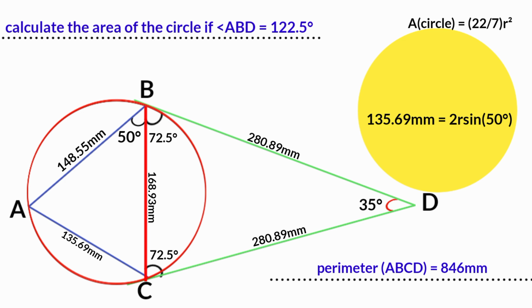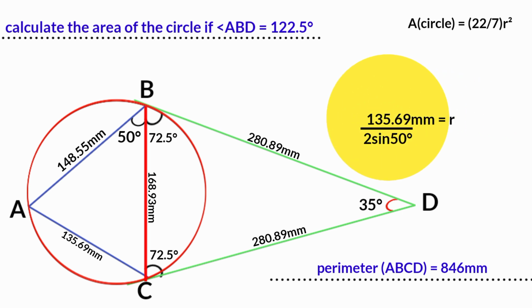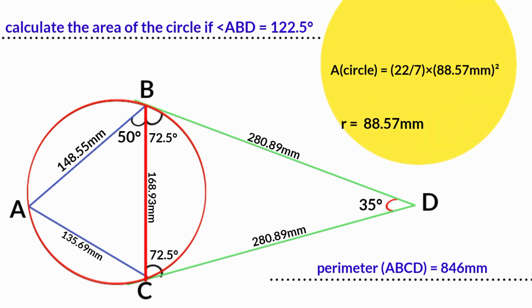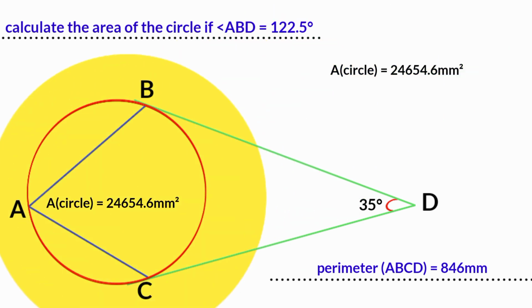To make r the subject, we divide both sides by 2 sine 50 degrees. Here 2 cancels 2 and sine 50 degrees cancels sine 50 degrees. And here 135.69 millimeters divided by 2 sine 50 degrees. If you press your calculator, is 88.57. So radius equal to 88.57 millimeters. If you substitute here now, area of circle equal to 22 over 7 times 88.57 millimeters all squared, which if you press your calculator also will be 24,654.6 millimeters squared. And that is the area of the circle we are asked to calculate.